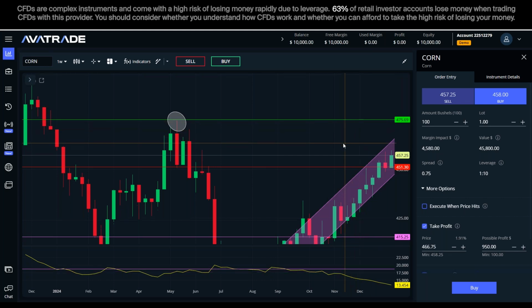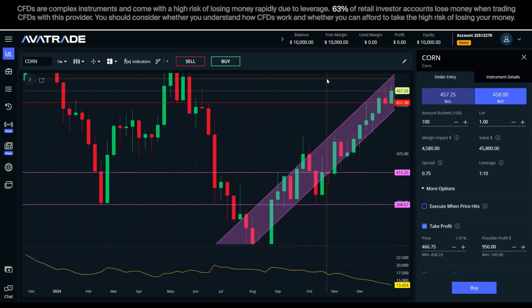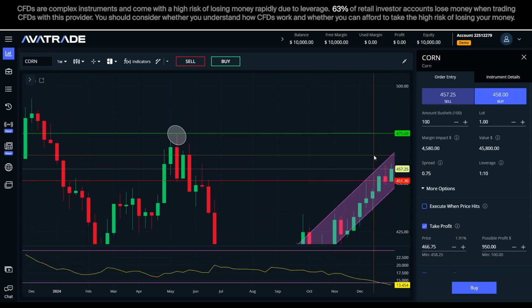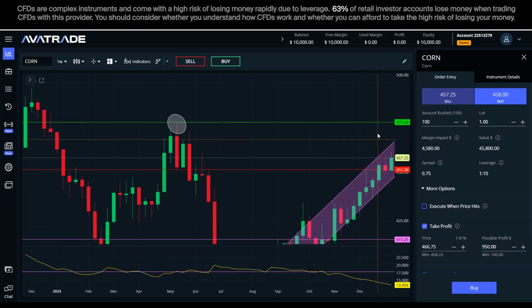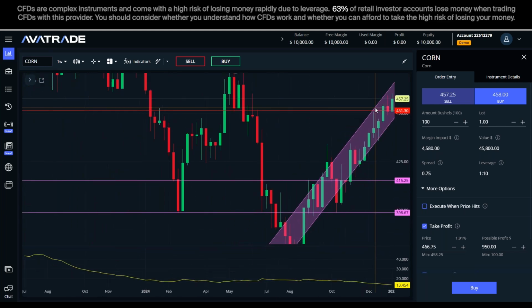Now, how does this help us in any way? We can assume at the moment 475 is the resistance, since it couldn't break it one time, we can assume that this might happen again. Of course, we have to follow the fundamentals and see what's happening with corn and what's happening with the US dollar, and then we can see if it matches the trend that we're having now.